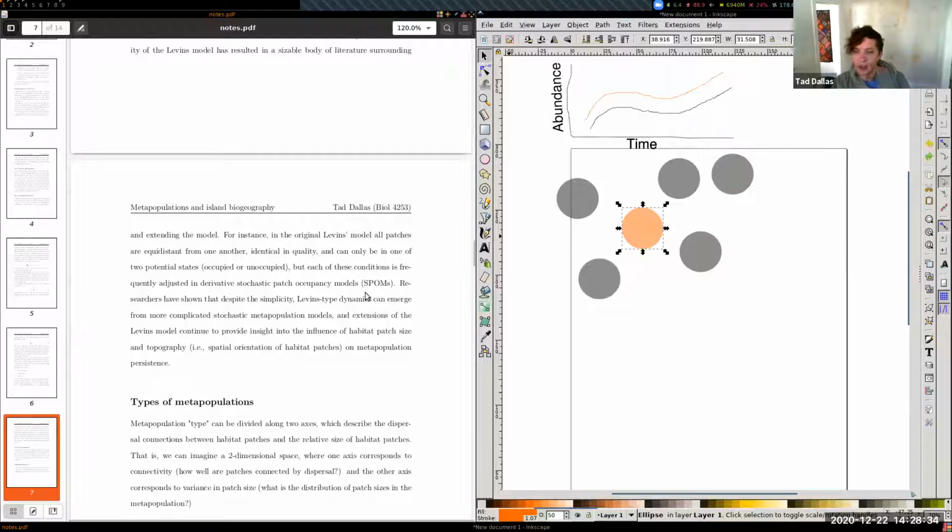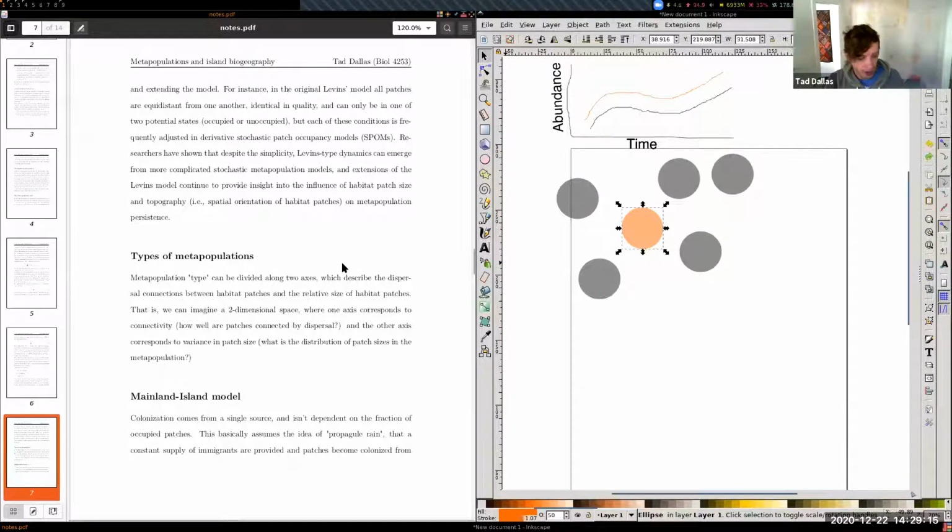There was a recent paper, I think from one or two years ago, that showed that stochastic patch occupancy models, which are more complex, incorporate stochasticity and also consider the spatial orientation of the patches. There's been some work showing that you can collapse those down basically to a Levins model. So Levins-style dynamics emerge from much more complex models, meaning it is actually still a useful model despite this litany of simplifying assumptions.